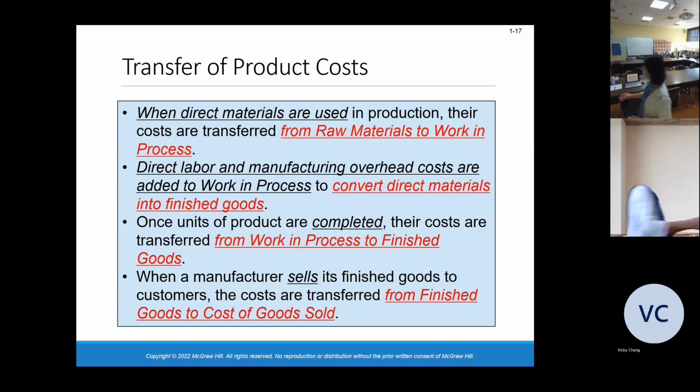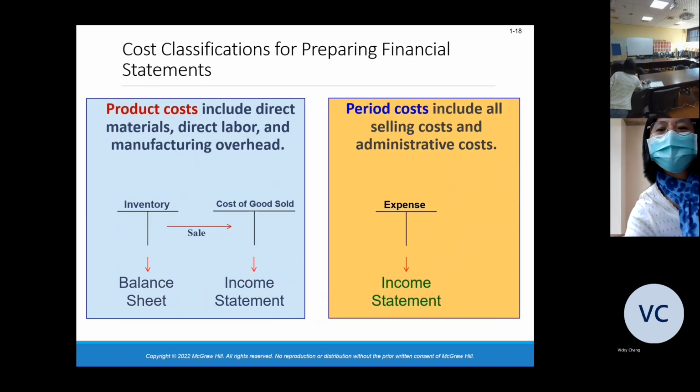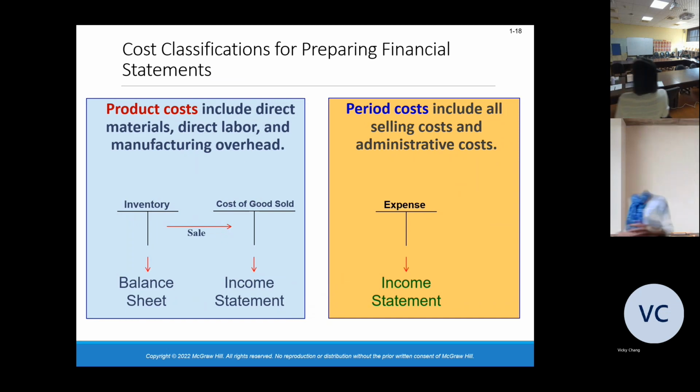Okay, and let me see what's next. Inventory includes direct labor, direct material, work in process, finished goods, and manufacturing overhead. And they are balance sheet accounts. Inventory is a balance sheet account, and cost of goods sold is an income statement account. You have to remember this because for managerial accounting, reading the income statement is very important.